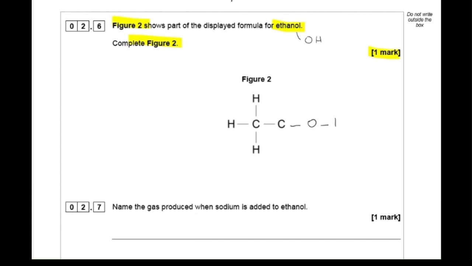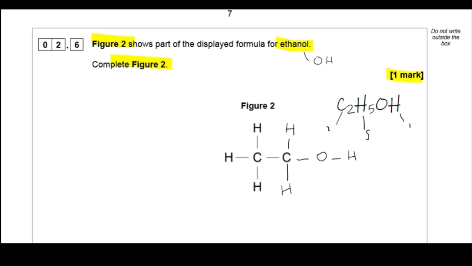Now, this carbon needs 4 bonds, and there can only be carbon hydrogens, because if we look at the formula for ethanol, C2H5OH, we need 2 carbons, which we've got in the middle there, and then we also need 5 hydrogens joined to those carbons and the 6th hydrogen outside the oxygen to complete that for 1 mark.